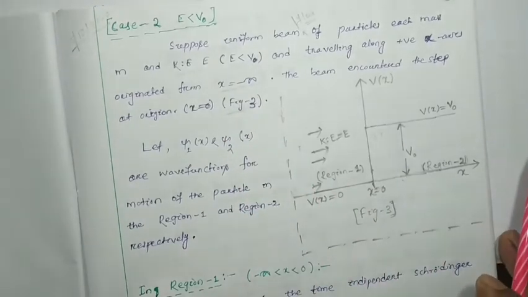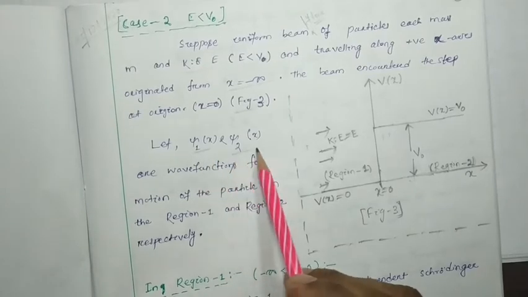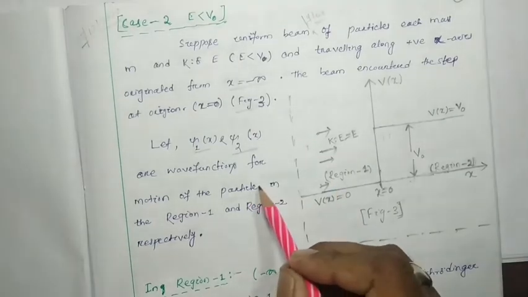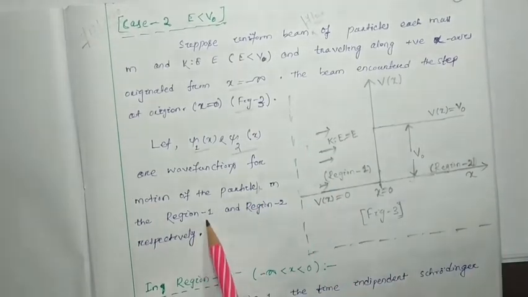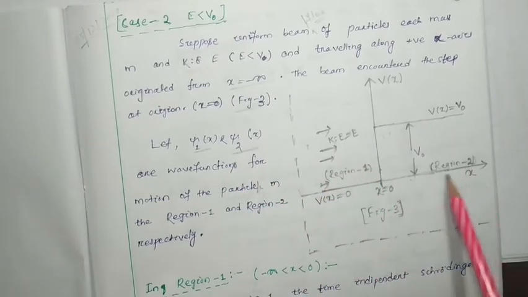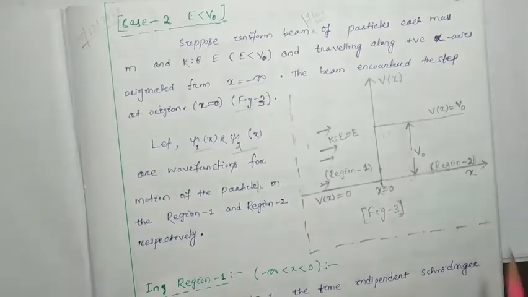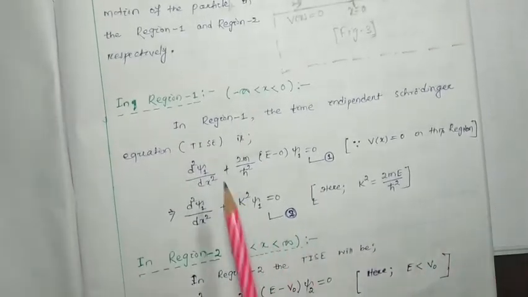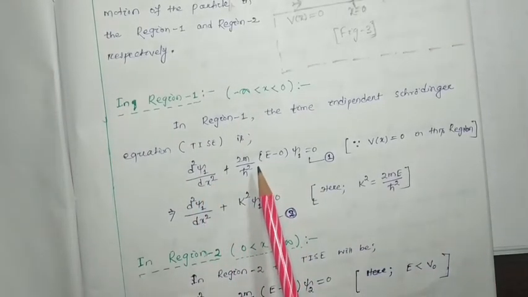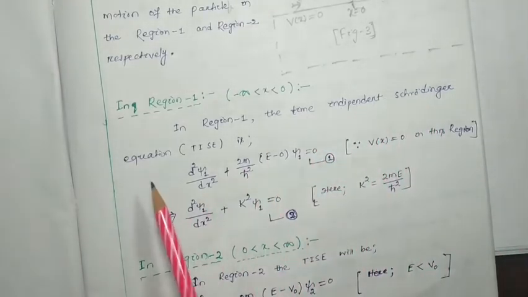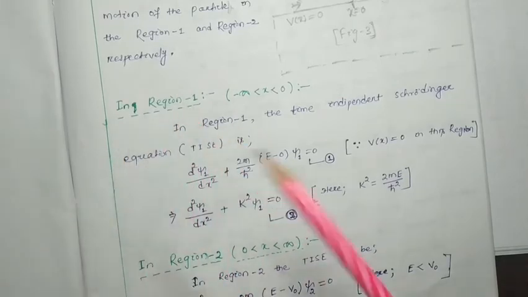Now consider psi 1(x) and psi 2(x) as the wave functions for the motion of the particles in region 1 and region 2 respectively. As we know, a quantum mechanical particle in dynamics has to obey the Schrodinger equation. So if we set up the time independent Schrodinger equation for region 1, what are we going to write?